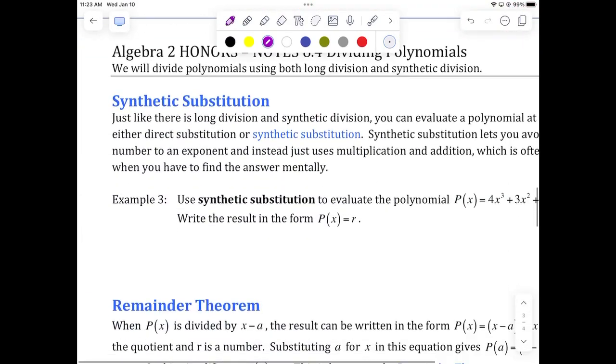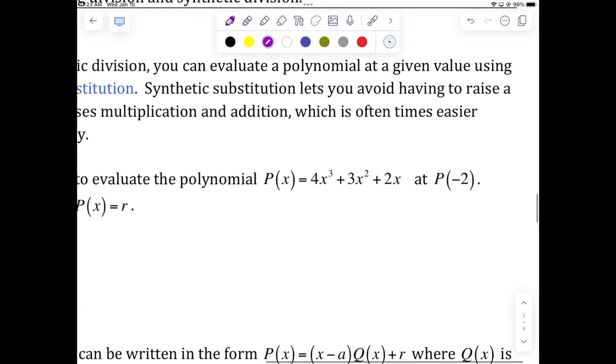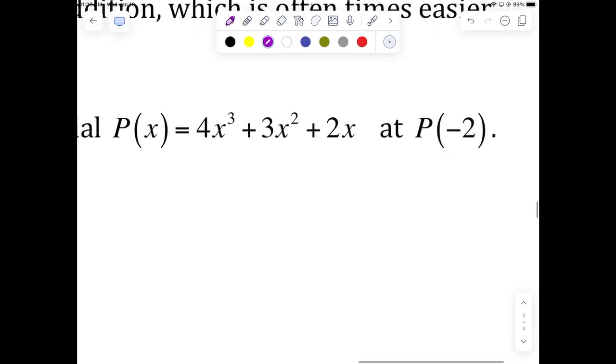Okay? So whenever you're using the synthetic division process to evaluate a function, instead of trying to do the division, it's called synthetic substitution. Okay? It's called synthetic substitution. Let's try it out here.